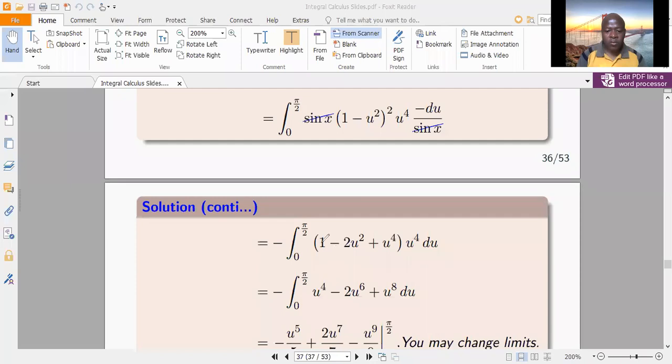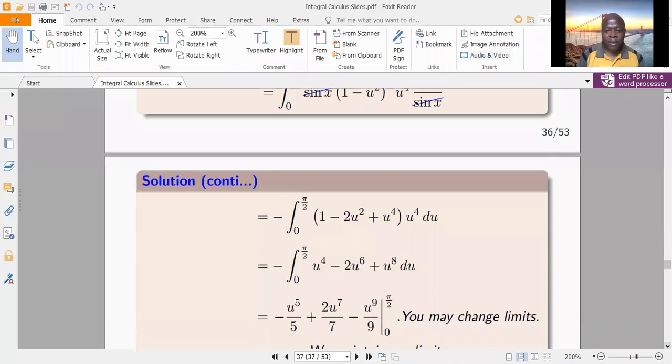So u raised to 4 times this 1 is u raised to 4. u raised to 4 times negative 2u raised to 2 is negative 2u raised to 6. And u raised to 4 times u raised to 4 is u raised to 8. We can now integrate at this point.